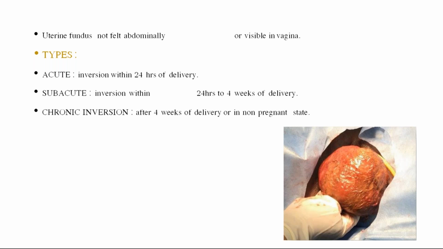So what are the types of uterine inversion? Acute inversion occurs within 24 hours of delivery, subacute inversion occurs from 24 hours to 4 weeks of delivery, and chronic inversion occurs after 4 weeks of delivery.